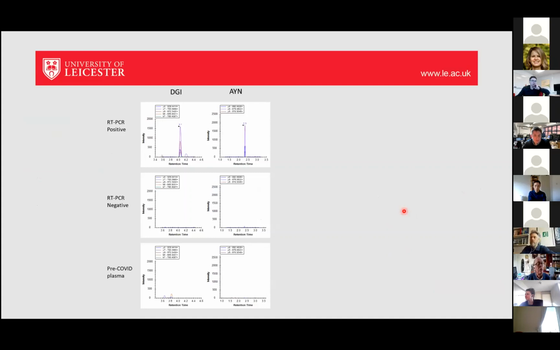At the same time, I thought we'd return to the plasma story and just see if SISCAPA helped with that, not thinking it would. But what was astonishing was that in patient plasma, where they're PCR positive, we could see the DGI and the AYN, totally absent in PCR negative, and pre-COVID plasma we checked as well. Now, unfortunately, I can't share the rest of the data in regards to severity of disease, and I apologize for not mentioning that before, but I just can't share that at this time. But we can show that we can see the virus in plasma.